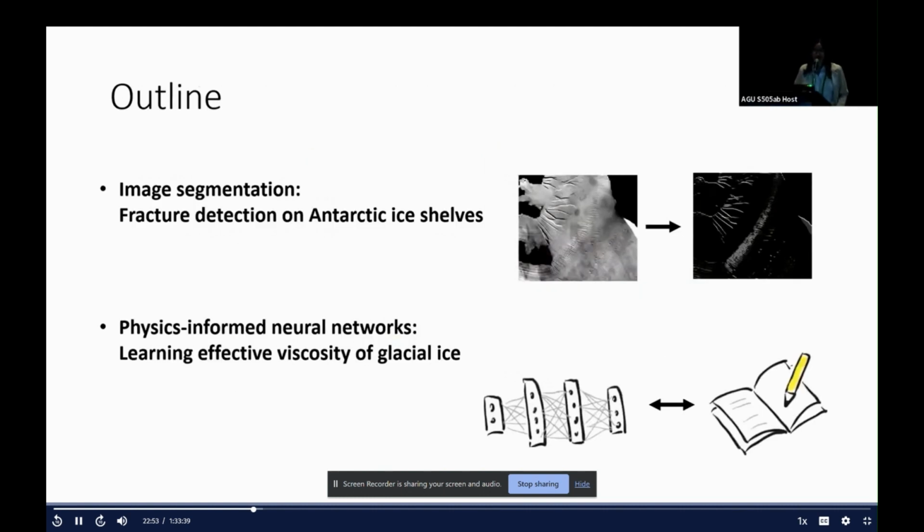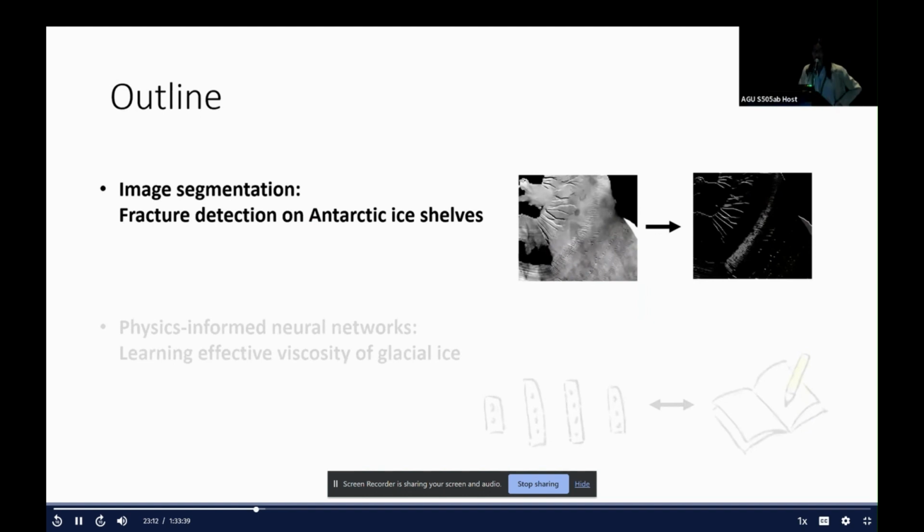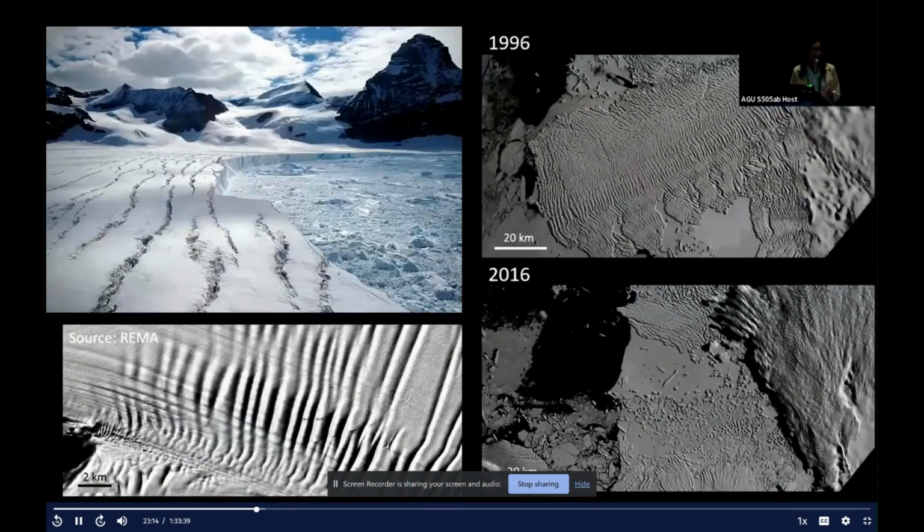And today I want to share two stories that aim to bridge this gap. The first one uses image segmentation to detect fracture patterns on Antarctic ice shelves. And the second one is a neural network constrained by physics equations. And this is the technique that was discussed in the previous two talks. So let's get started. There's a wide range of fracture patterns on Antarctic ice shelves.